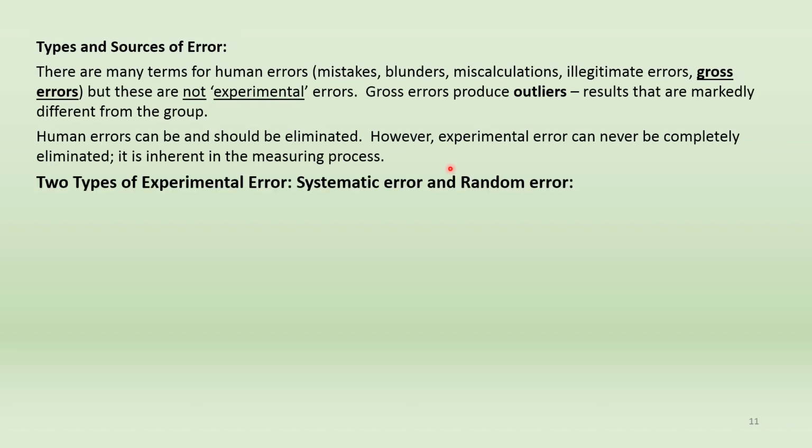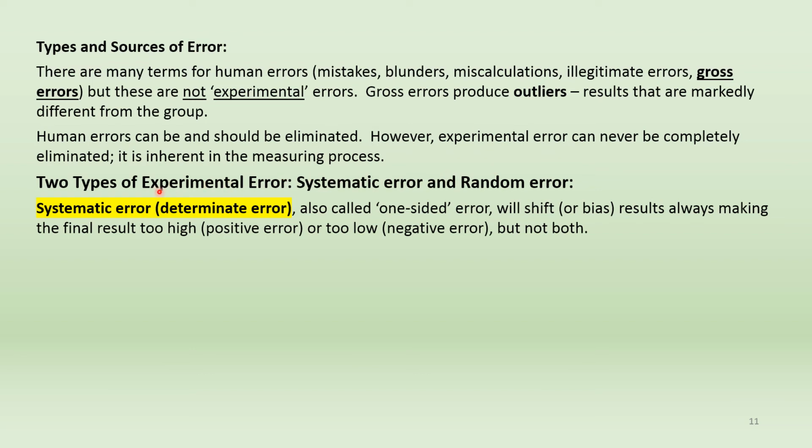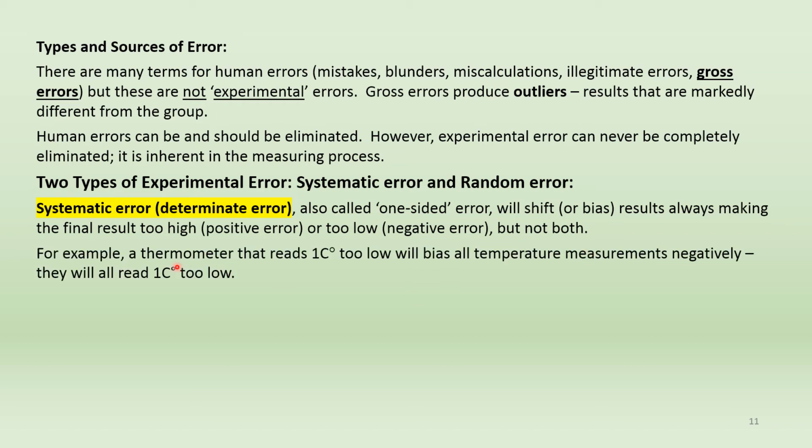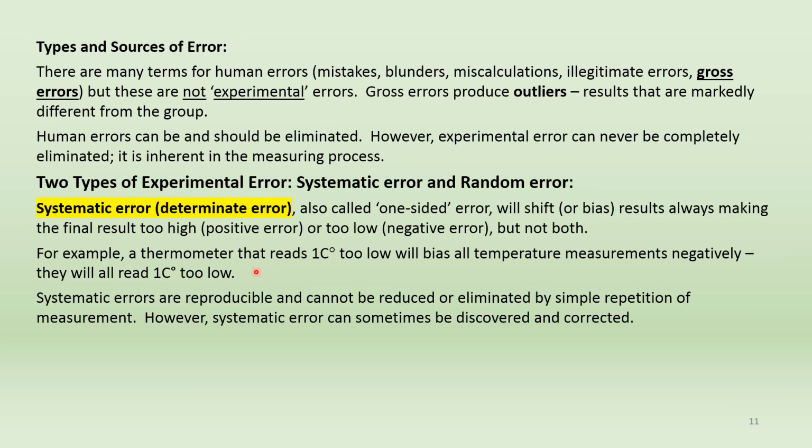So here are the two main types of experimental error. We have systematic error and random error. Now, systematic error, also called determinate error, also called one-sided error, will shift or bias results, always making the final result too high, a positive error, or too low, a negative error, but not both. For example, a thermometer that reads 1 Celsius degree too low will bias all temperature measurements negatively. They will all read 1 Celsius degree too low.